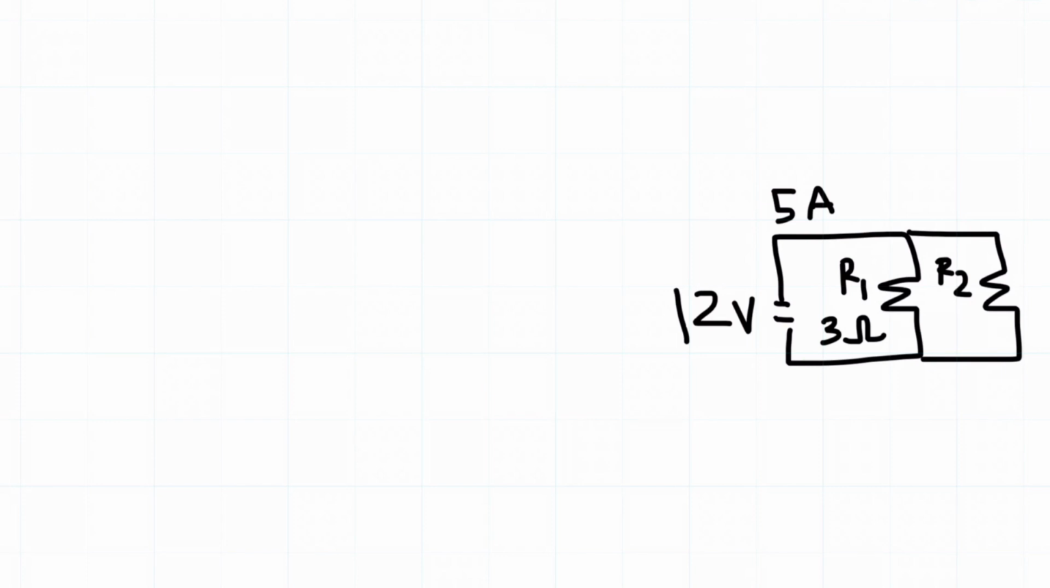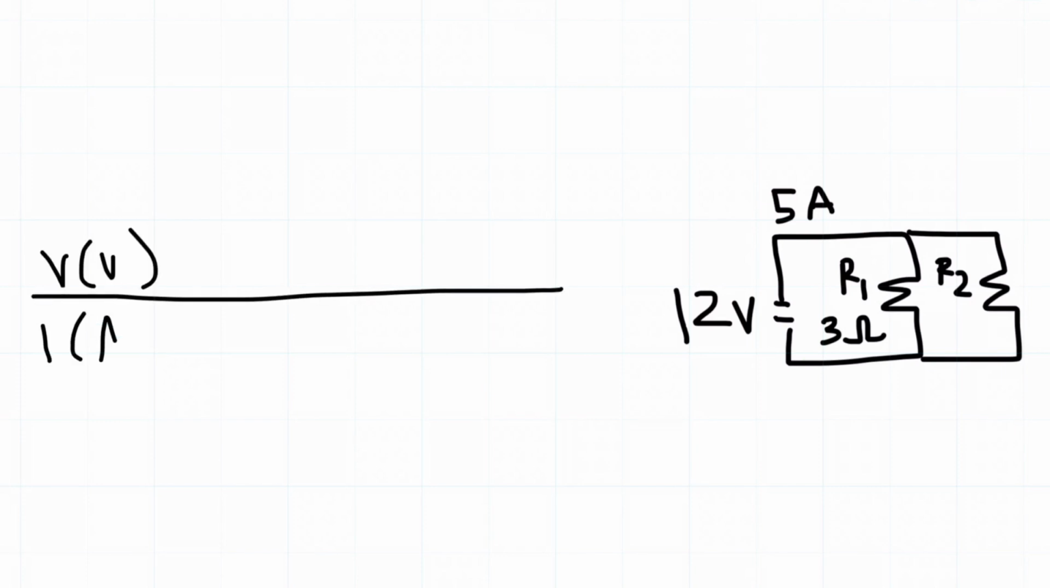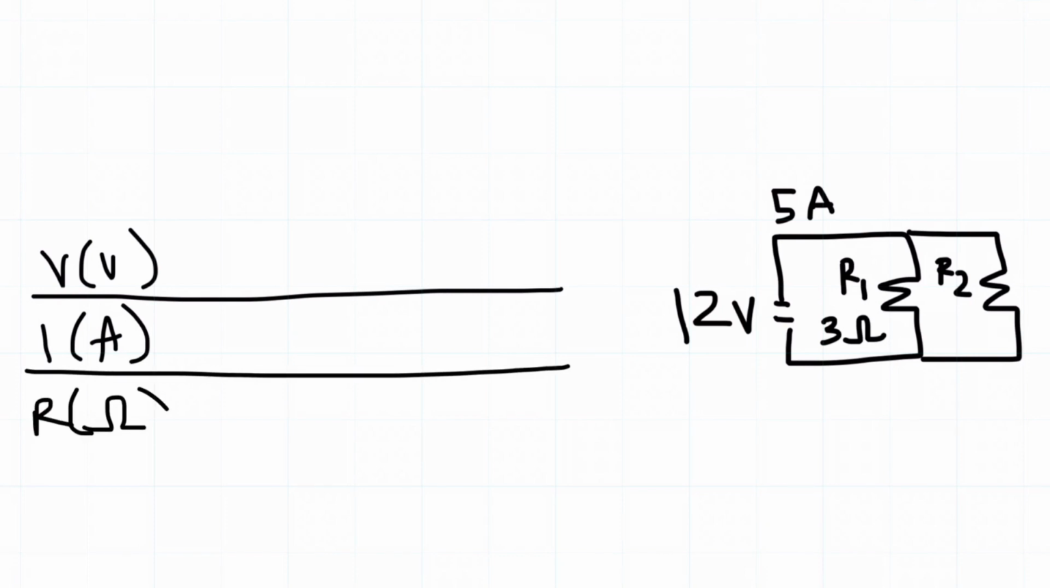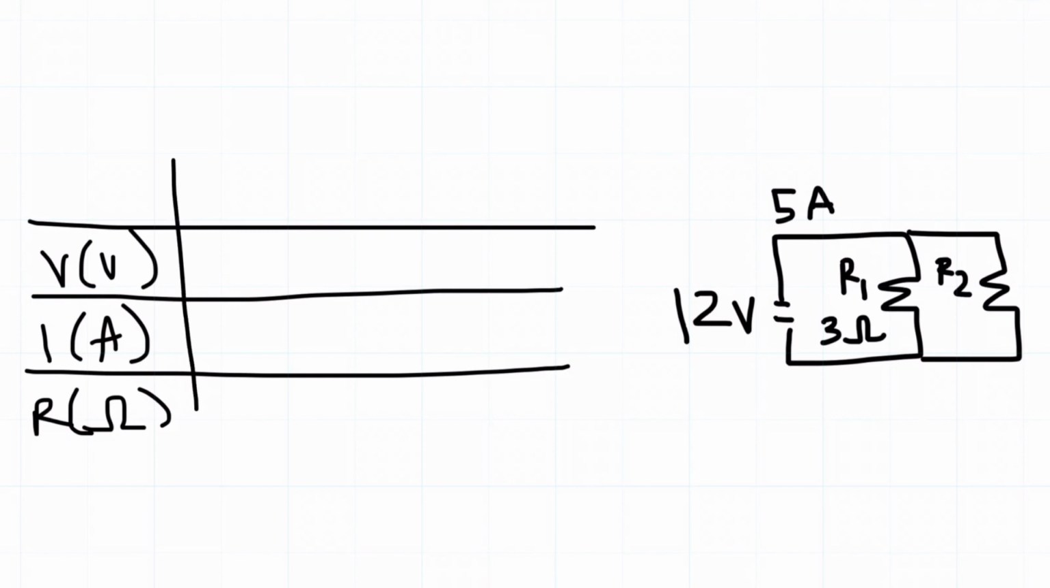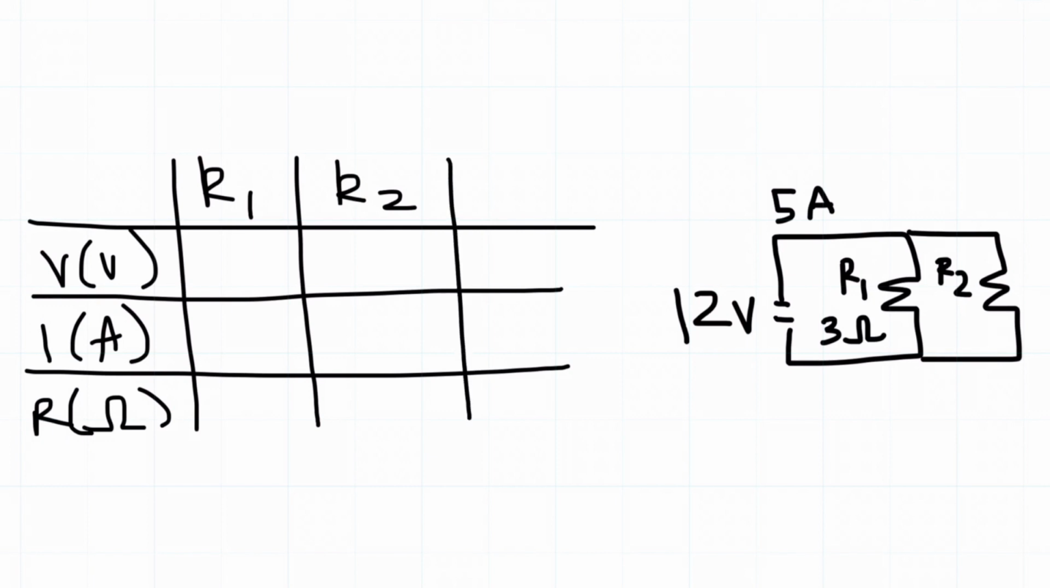And again, in this table, we'll have V for voltage. We'll have I for current in units of amps, and we'll also have resistance in units of ohms. And we'll calculate these values again for R1, R2, and for the whole circuit, which we'll just call T.